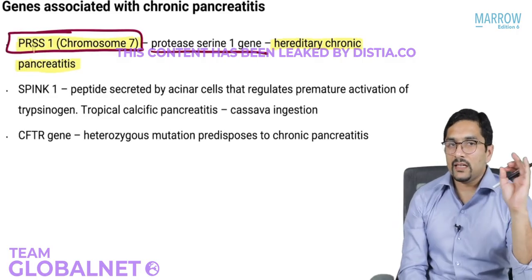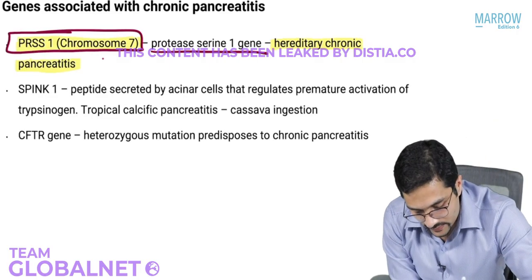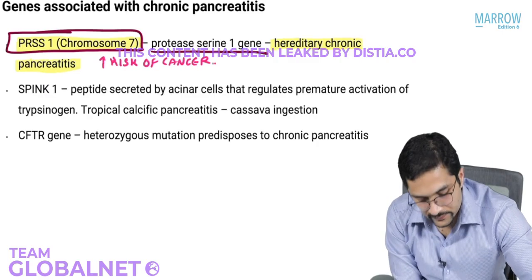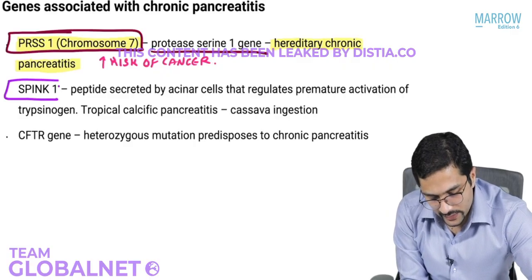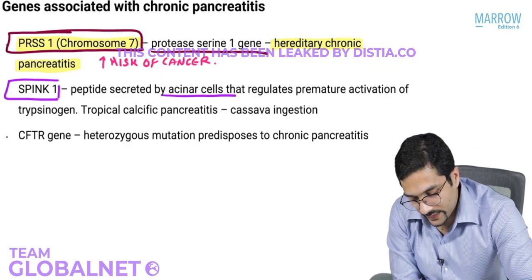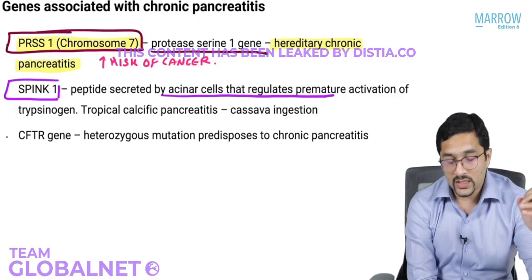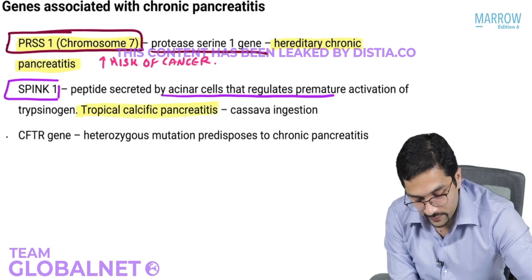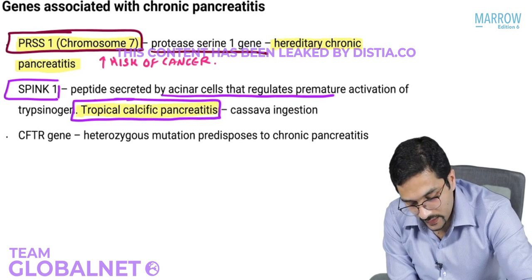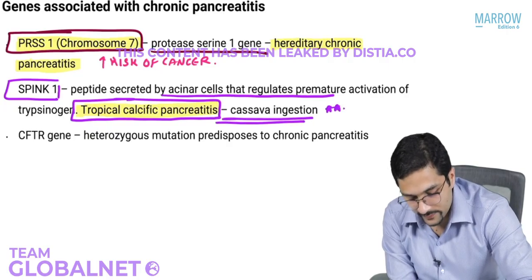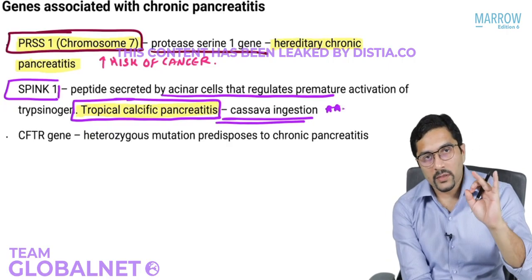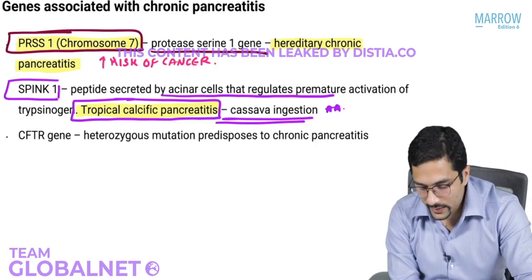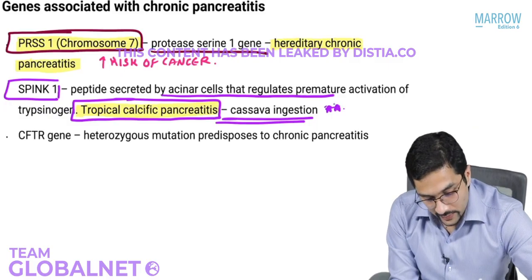So PRSS1, hereditary chronic pancreatitis, and this increases the risk of cancer. Okay. SPINK1. SPINK1 is a peptide secreted by acinar cells that regulates premature activation of trypsinogen, and this is associated with chronic or tropical calcific pancreatitis, which is seen in India and is due to cassava ingestion. So this has also been asked in all possible Indian exams. SPINK1, tropical calcific pancreatitis, and linked with cassava ingestion.